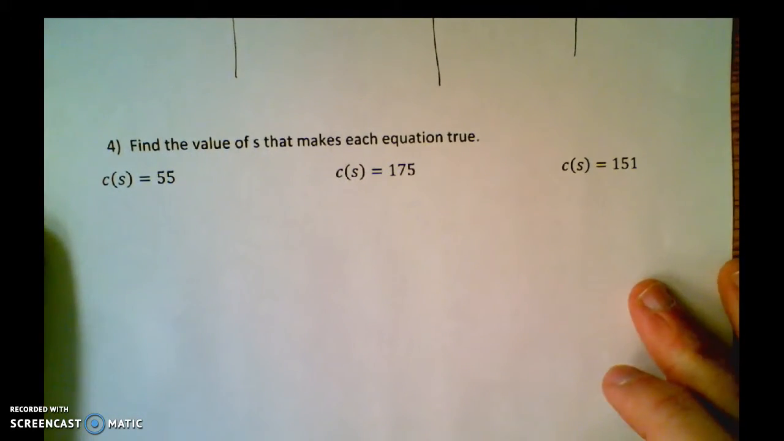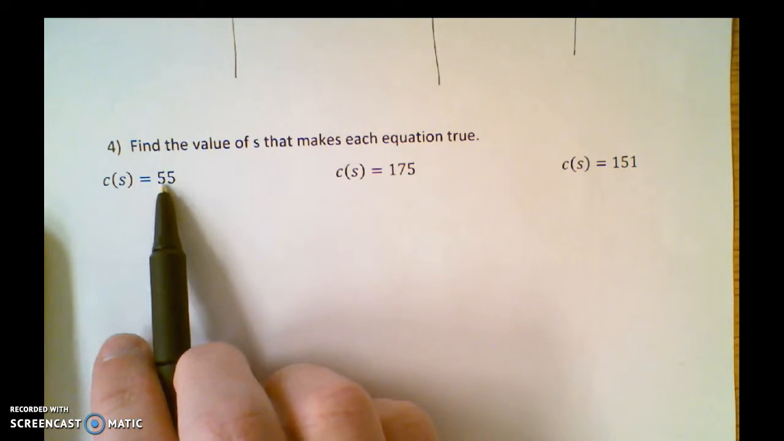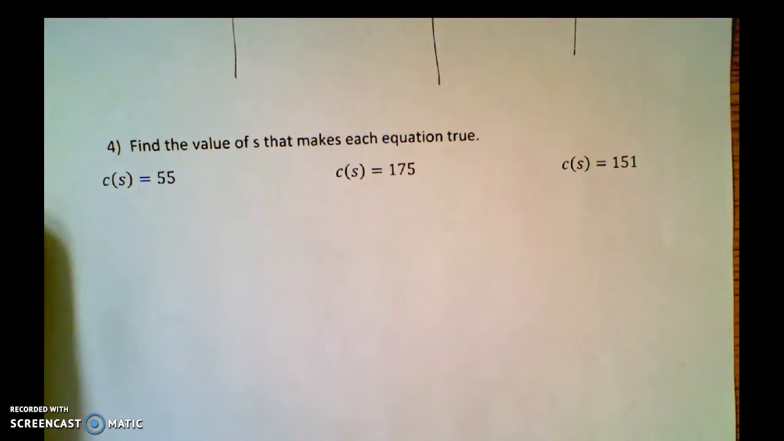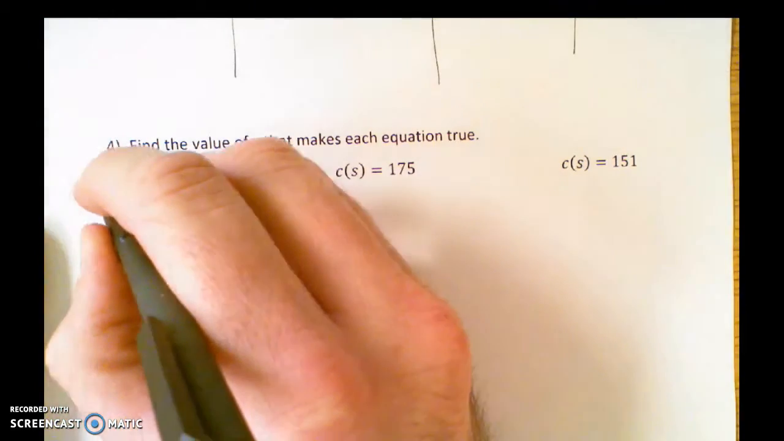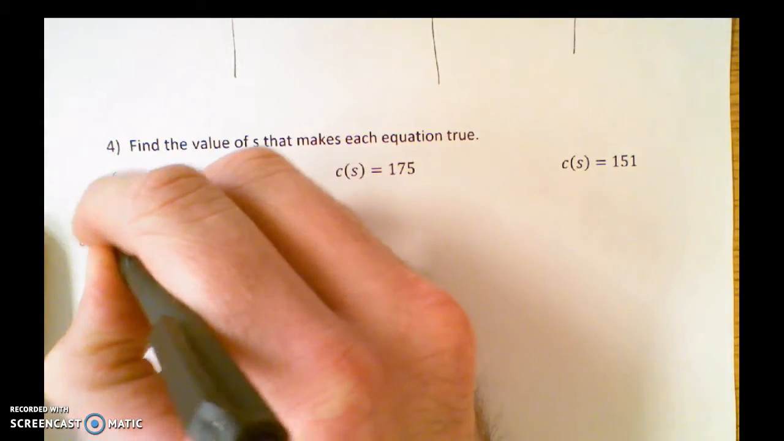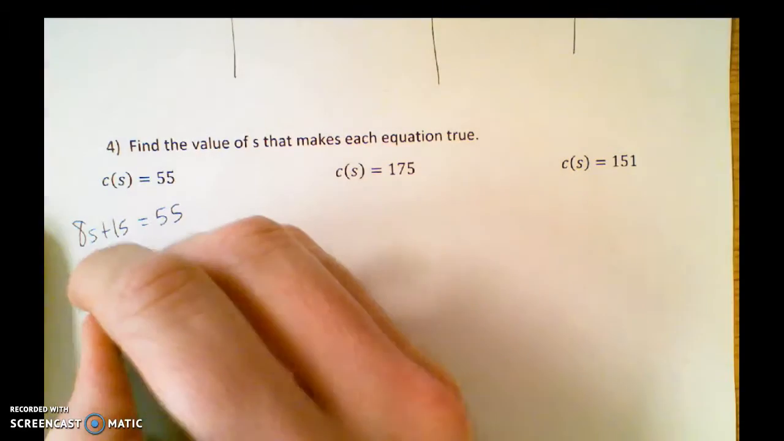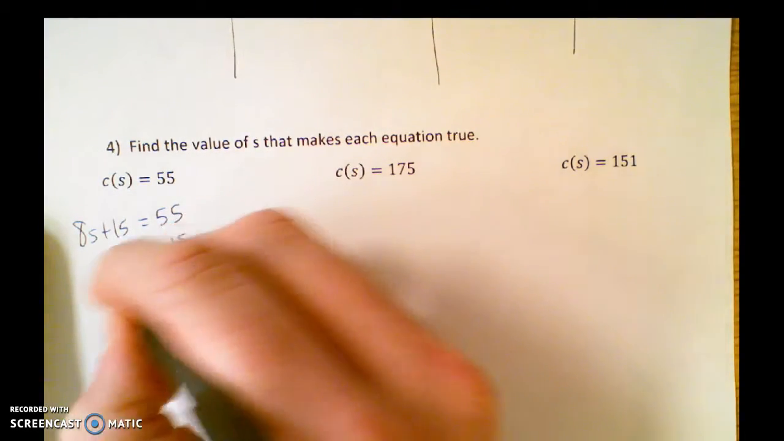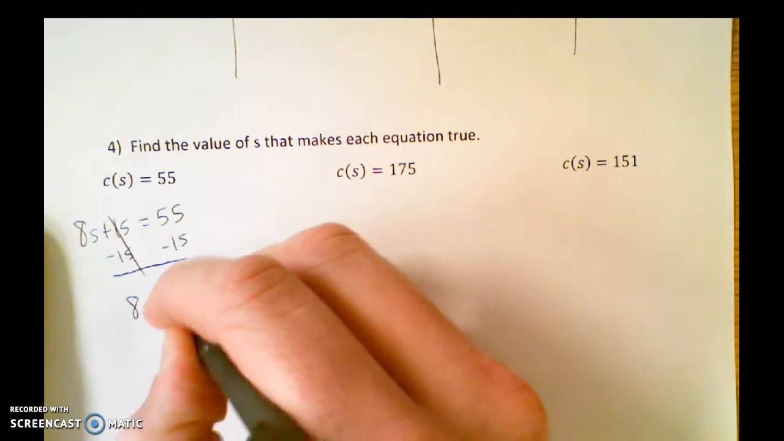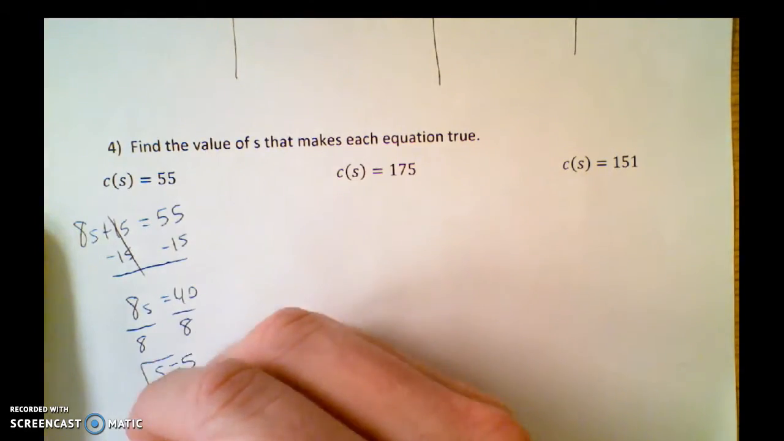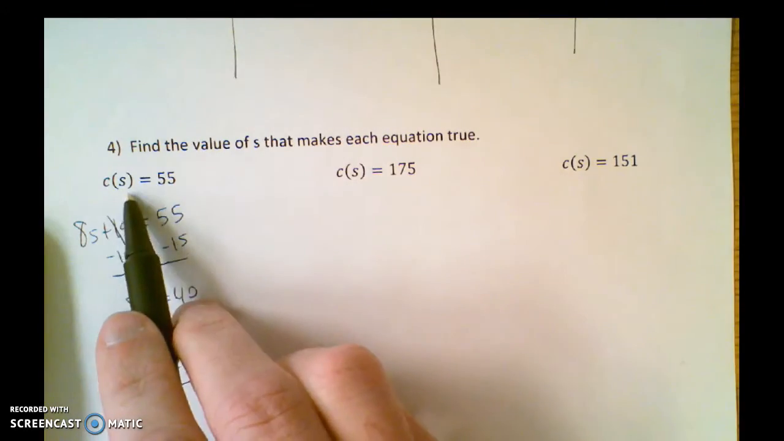On the bottom, they're giving you the output value or the cost, and they're asking you to find the number of shirts that make the equation true. So it says C of s equals 55. So it's asking, what is the value of s that makes the cost $55? So I know C of s is also the equation 8s plus 15. So I'm just going to rewrite C of s as 8s plus 15. Now I can just solve for s. Subtract 15 on both sides. 8s equals 40. Divide by 8. S equals 5. So 5 shirts cost $55.